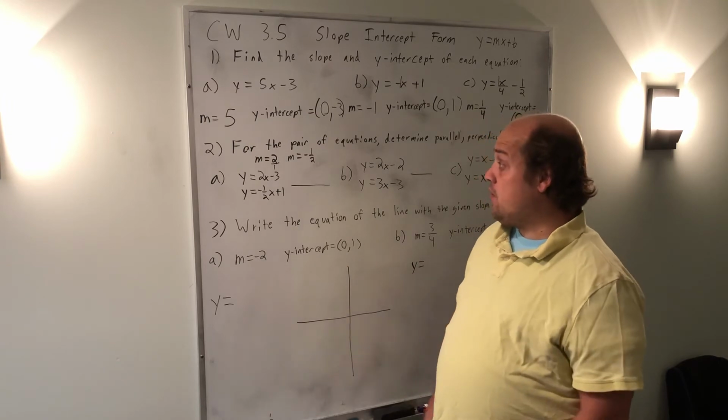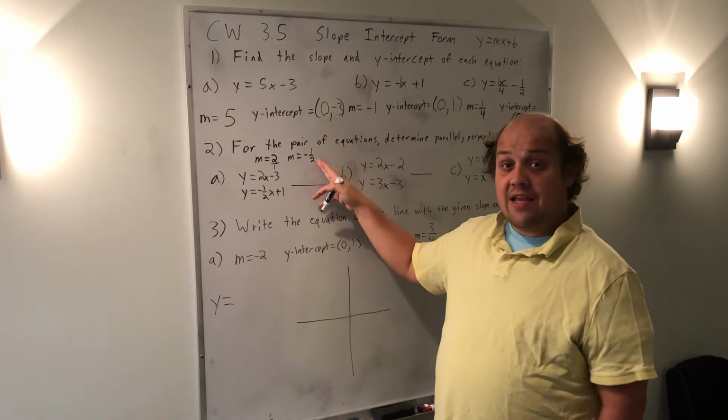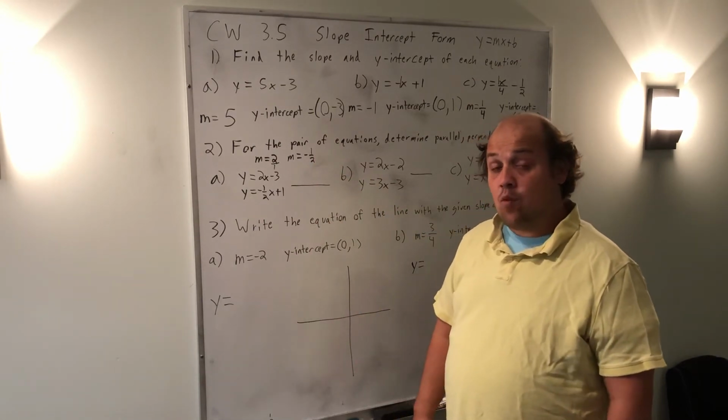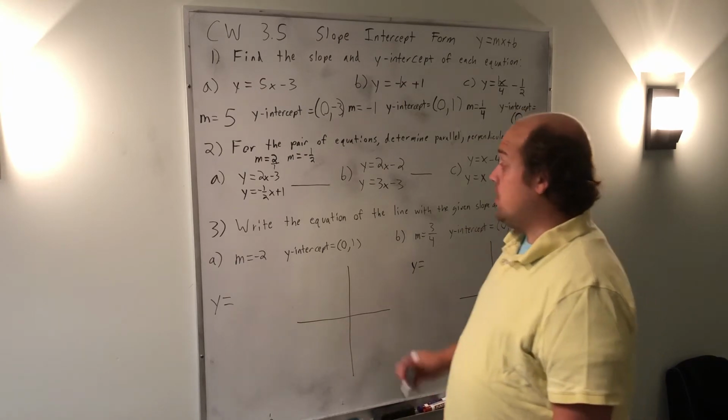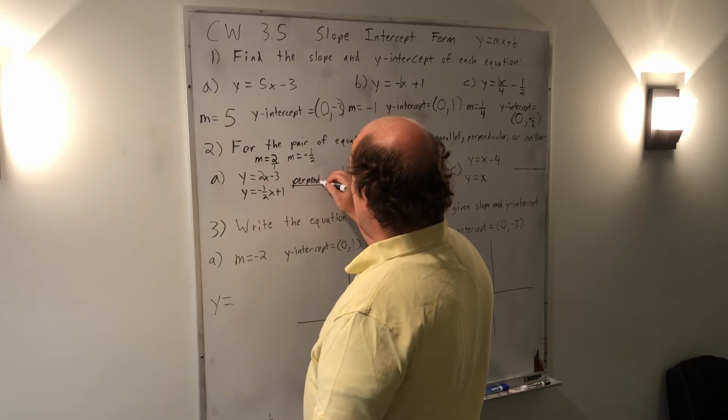The other way I could figure that out is I could have taken this slope of 2, multiplied it by this slope of negative 1/2. If I put it in my calculator, press enter, and the answer is negative 1, then they are perpendicular because they're negative reciprocals. So I'm going to write here, perpendicular.